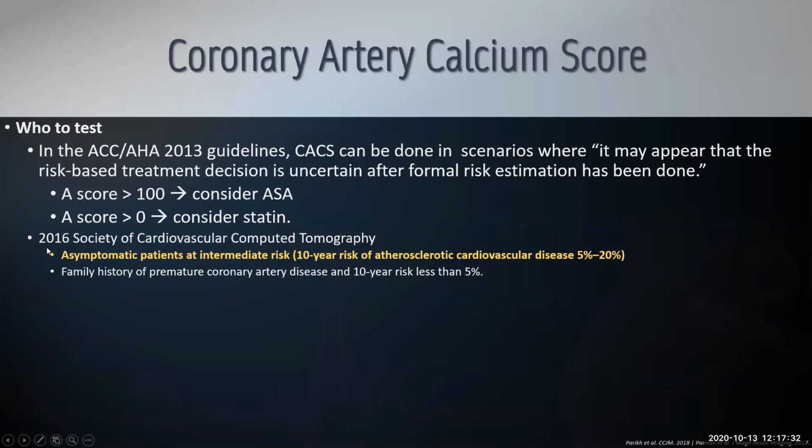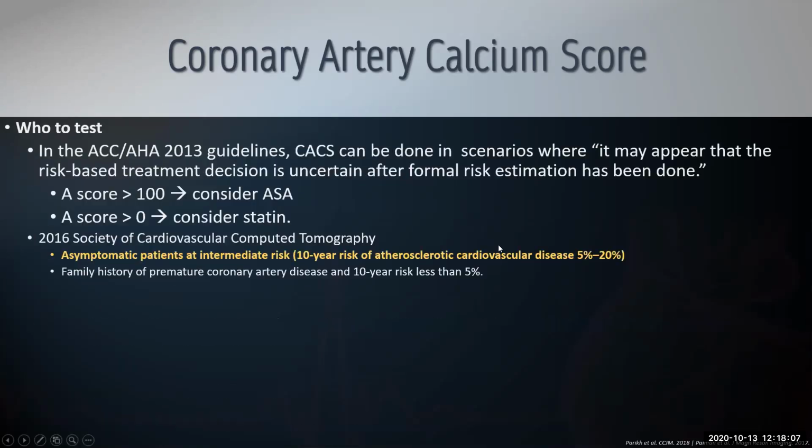I think a lot of the controversy behind this is because these guidelines are so old. 2013, 7 years in the cardiac world, or cardiology world, was very long, to be frank. So in 2016, that's the latest official guidelines I could find, from the Society of Cardiovascular CT. What they said was asymptomatic patients at intermediate risk of 5 to 20%, that's when you do this coronary artery calcium score, because you're trying to find another reason why you want to add a statin onto them, if you need some other imaging modality to convince them.